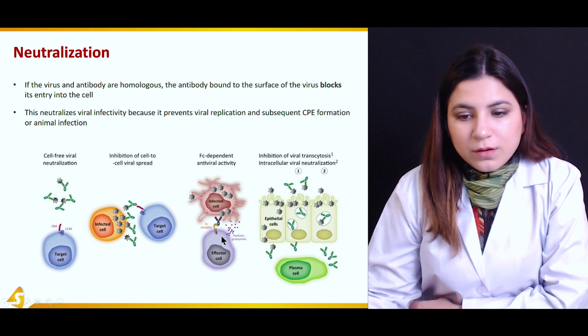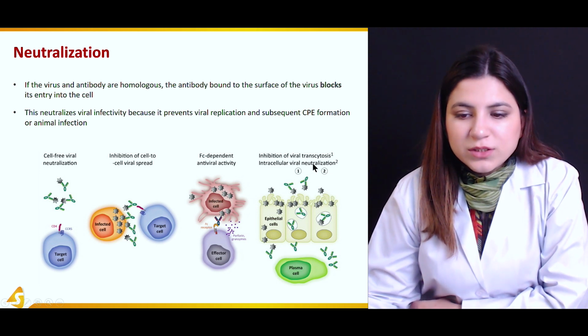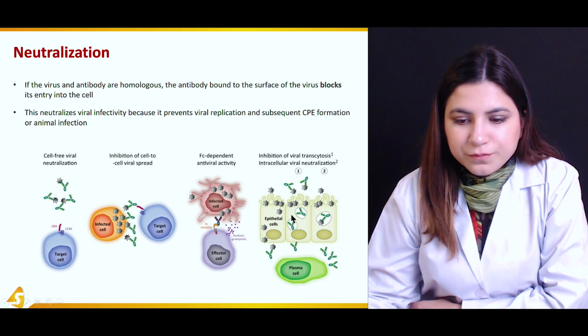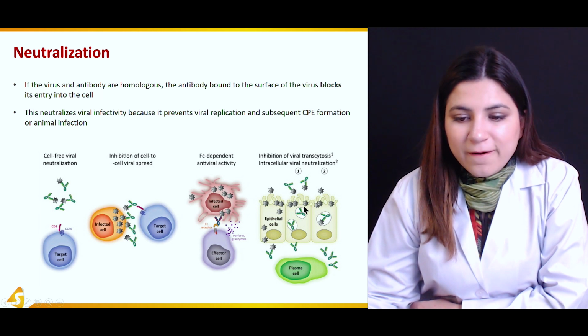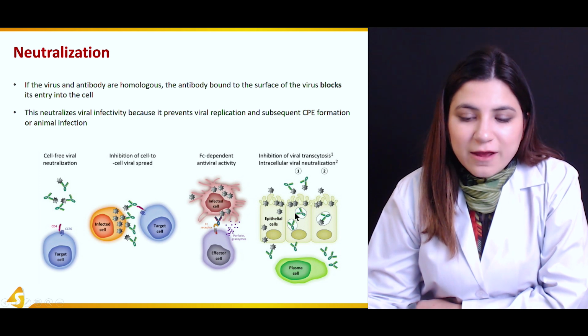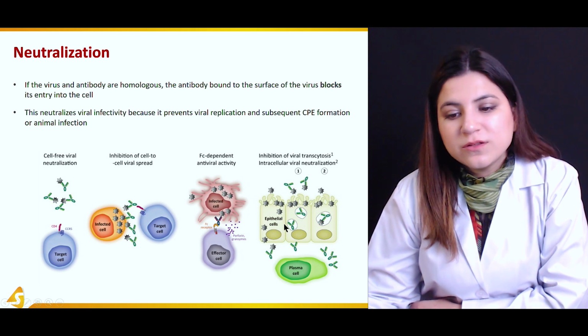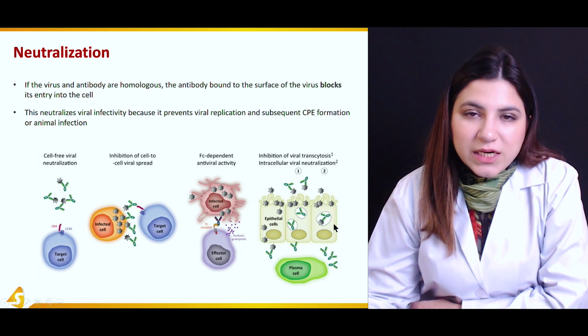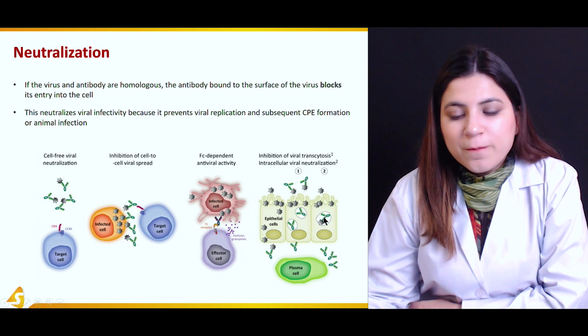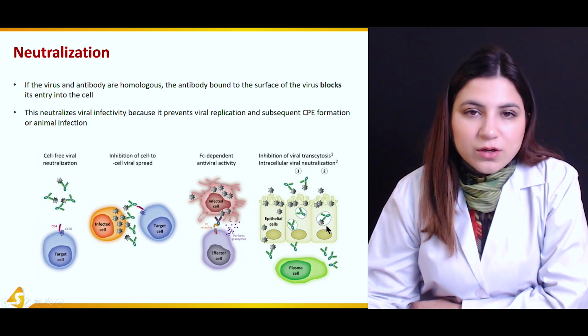Then there is inhibition of viral transcytosis. As you can see here, this is the normal situation, there's no antibody present, right? So you can see that the virus is entering the cells. But in certain cases, the antibodies can block the virus at different levels, and thus the virus cannot infect the cells or cannot spread from the cells. And then there is intracellular neutralization as well, in which the virus enters the cell, but the antibodies are present that neutralize the virus, and the virus cannot spread further.